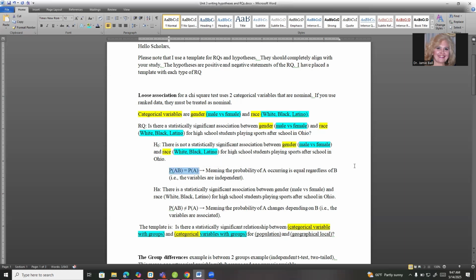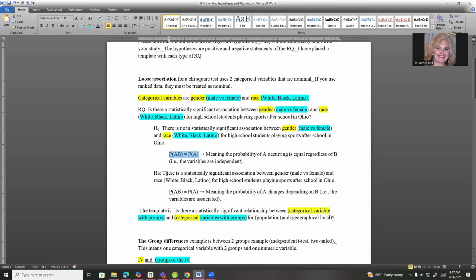And if you want to know what this looks like in statistical language, this is the formula. You don't have to use this. I don't require it in my papers. Some professors do. Sometimes it's just nice to know. So it means the probability of A is recurring regardless of the probability of B. So the variables are independent of each other. Okay, that's the null hypothesis.